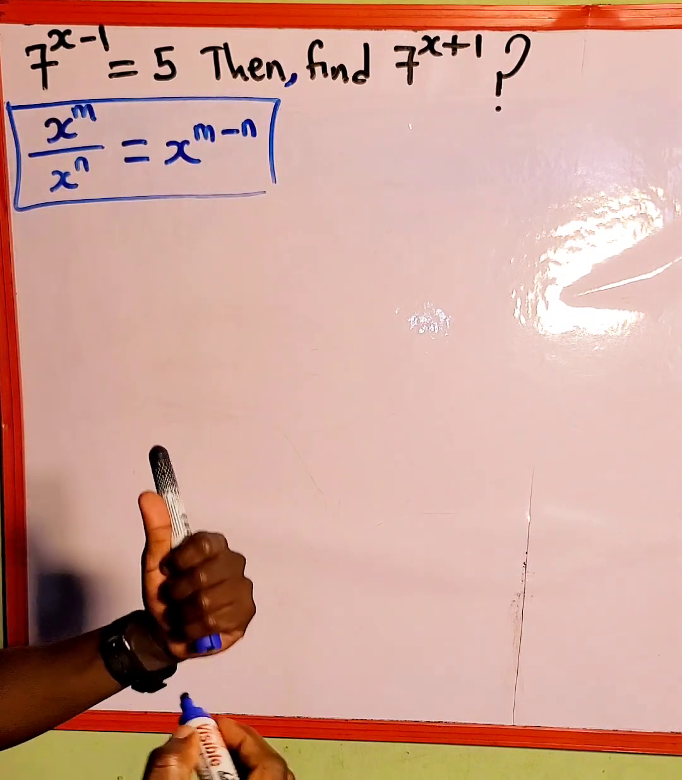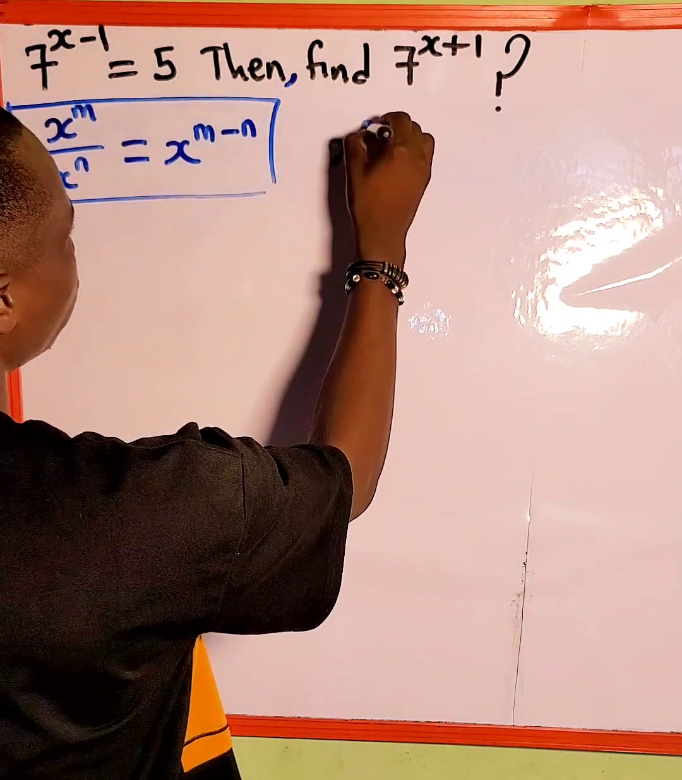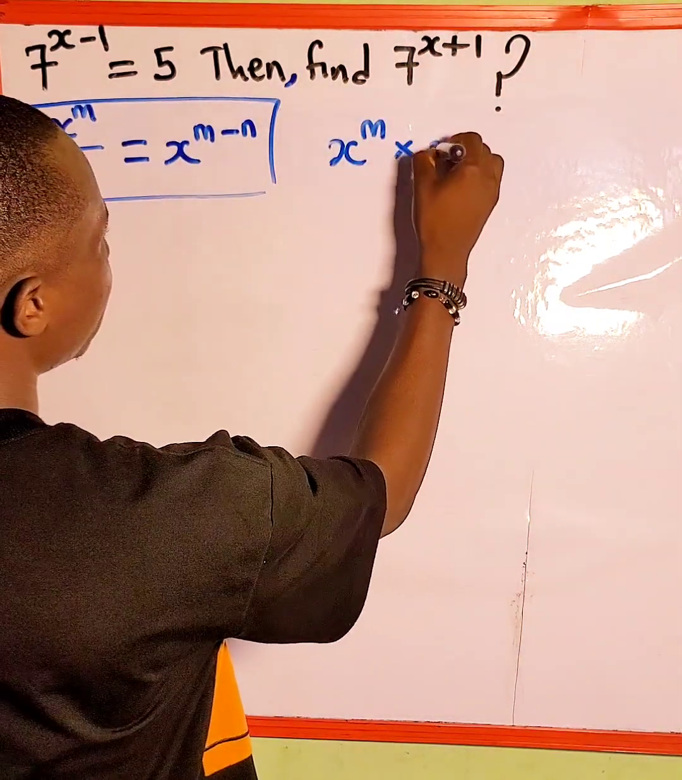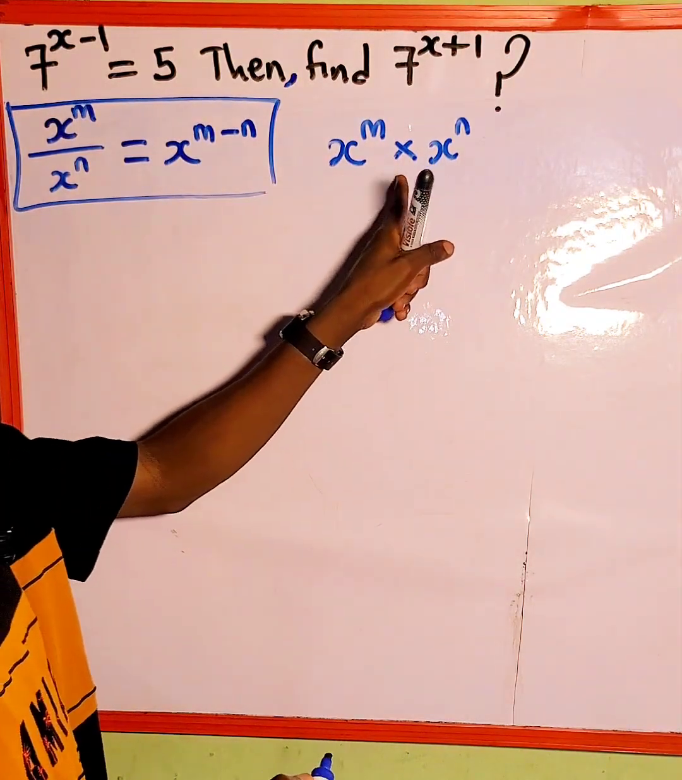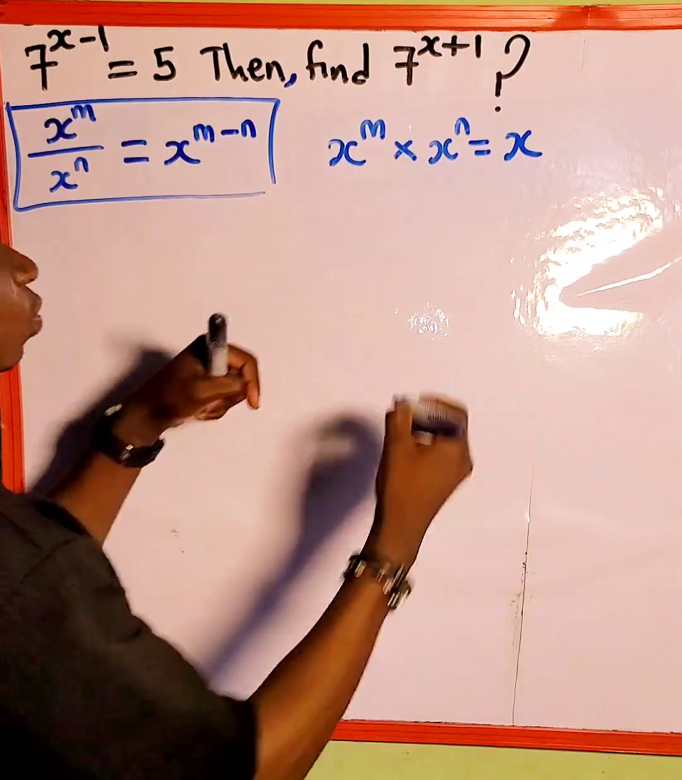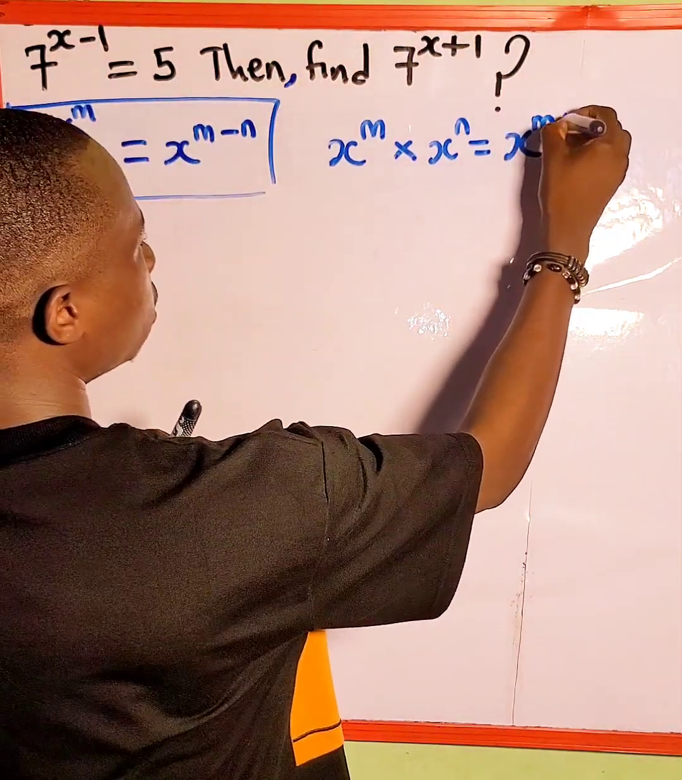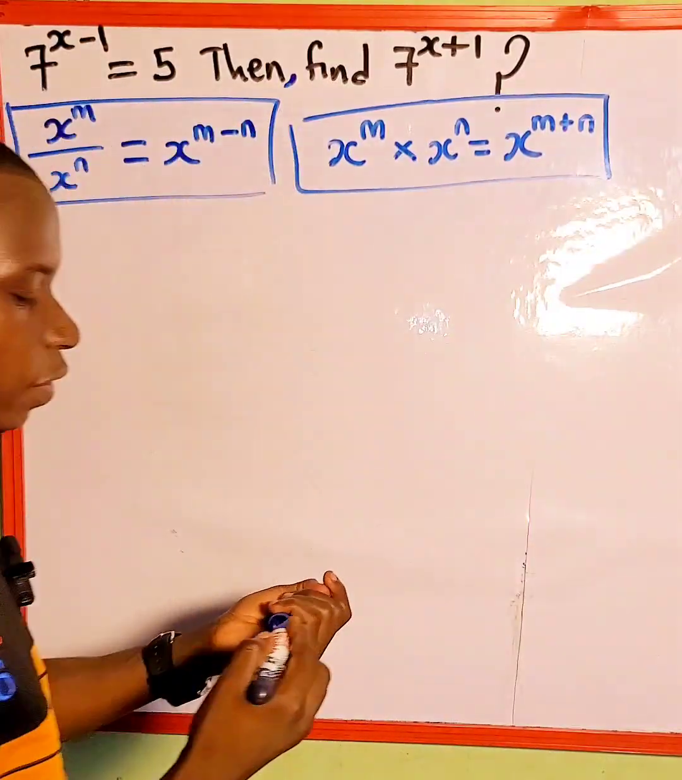And also the multiplication property of indices. When we have x raised to the power of m multiplied by x raised to the power of n, as you can see, the bases are the same and there's multiplication. So all we're going to do is write one of the base, then we add the exponent. So the first power is m, then plus n. So this is the multiplication property of indices.